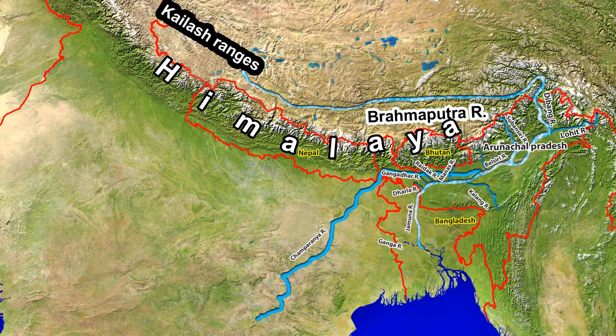Its left bank tributaries are Redak, Subansiri, Belsiri, Manas, Champaman, Gangadhar, Raida, Dharla, and Tista. Its right bank tributaries are Dibru, Burhi Dihing, Noa Dihing, Dikhu, and Kalang rivers, and it drains in the Bay of Bengal. Now, let us study about the peninsular rivers in brief.